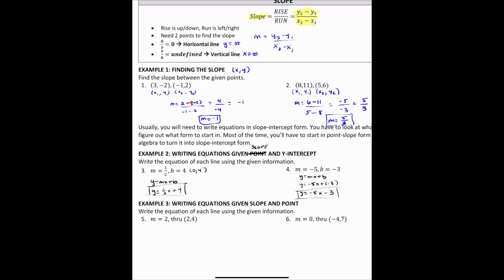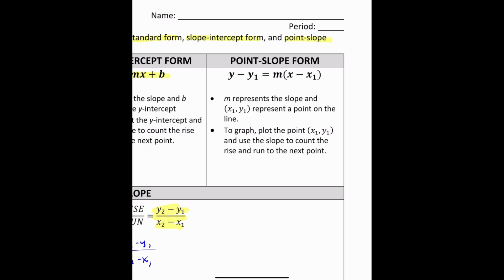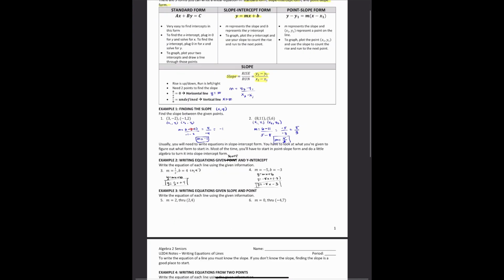All right, so now let's move on to example 3. This time we're going to be writing equations given a slope and a point. So that's actually the hint that you need to start your process. The fact that it's telling us that we're given a slope and a point implies that we're going to be dealing with point-slope form, and then get that into y equals mx plus b, aka our slope-intercept form.